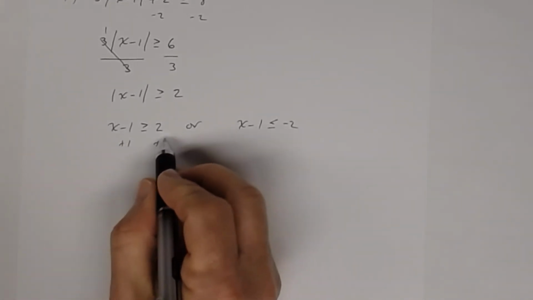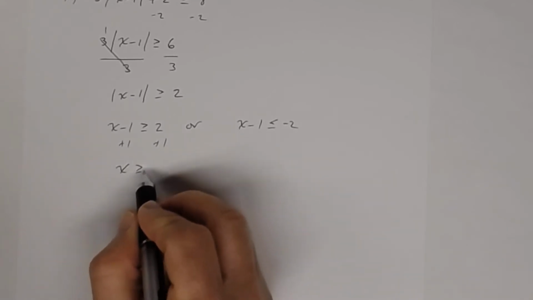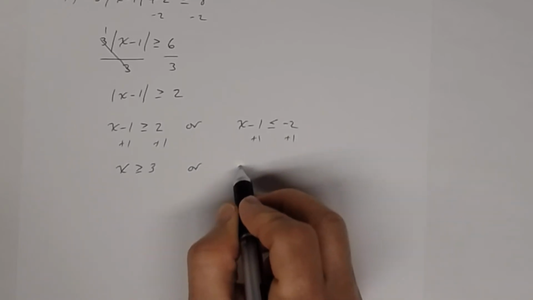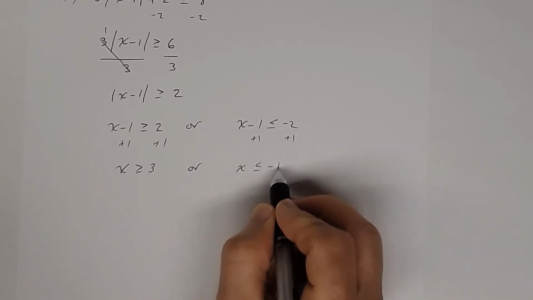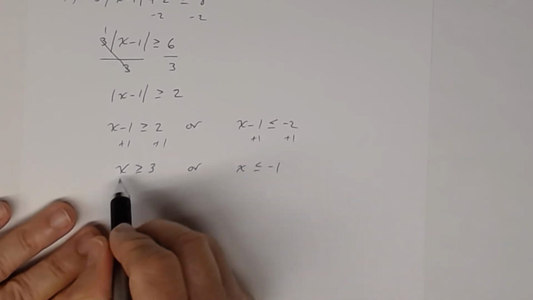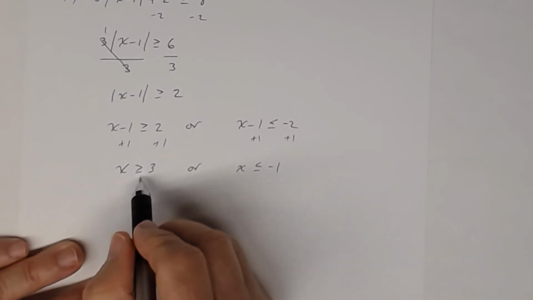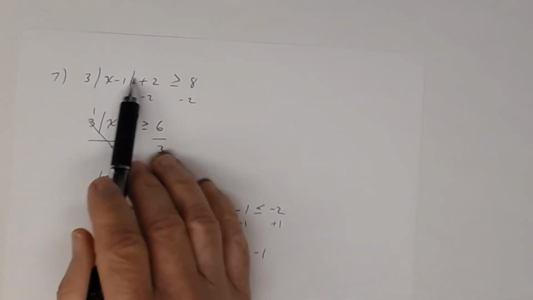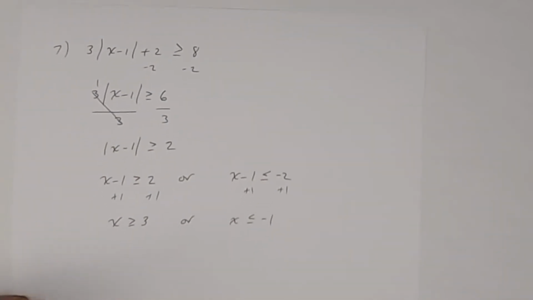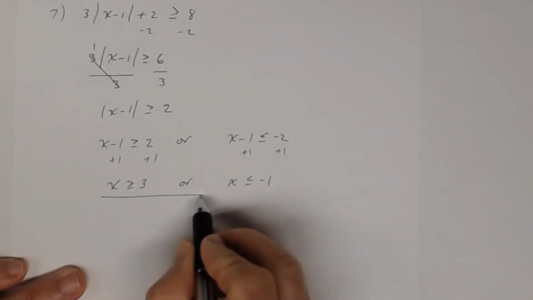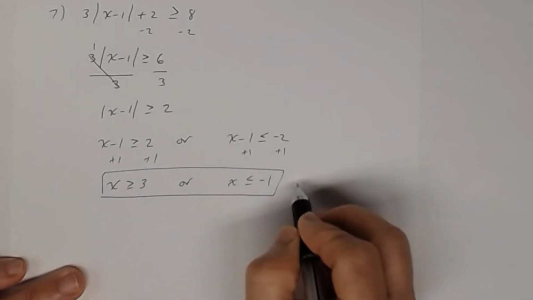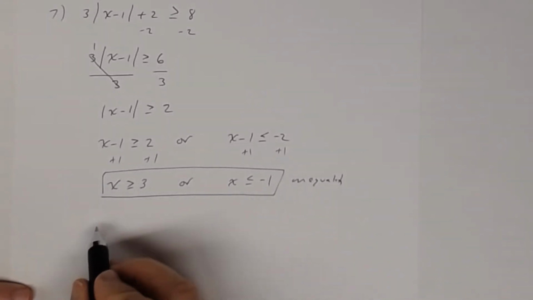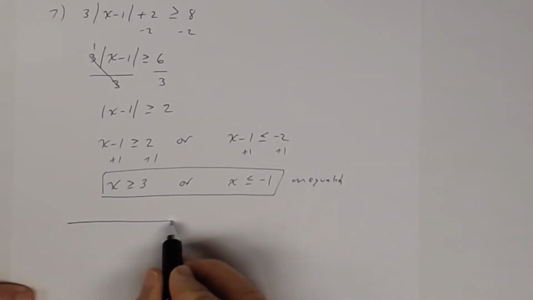So I'm going to add 1 to both sides. So I get x is greater than or equal to 3, or, and over here, add 1 to both sides. I get x is less than or equal to negative 1. So any real number greater than or equal to 3, or any real number less than or equal to negative 1 will be a solution to the original inequality. So there's your solution in terms of inequality.